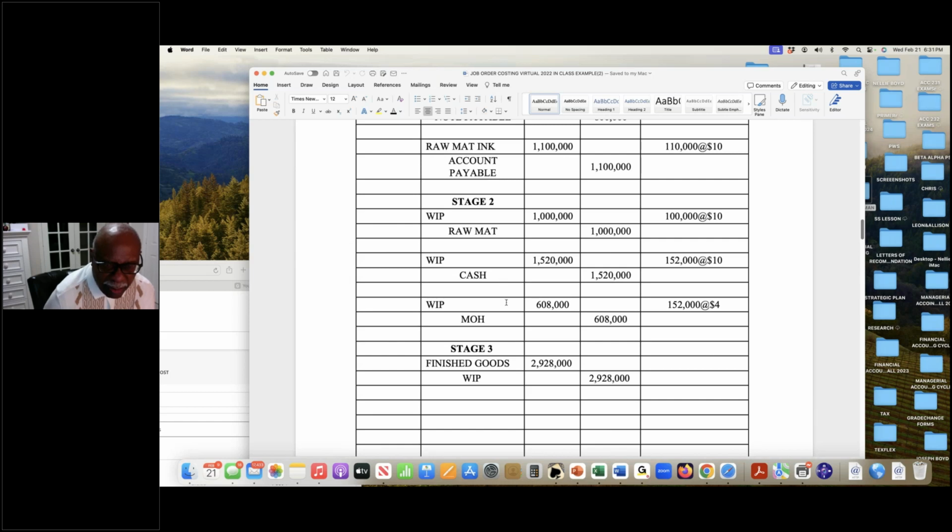And then for the manufacturing overhead, we estimated that overhead to be 608,000. How do we get that? We multiply the 152,000 hours times 4.